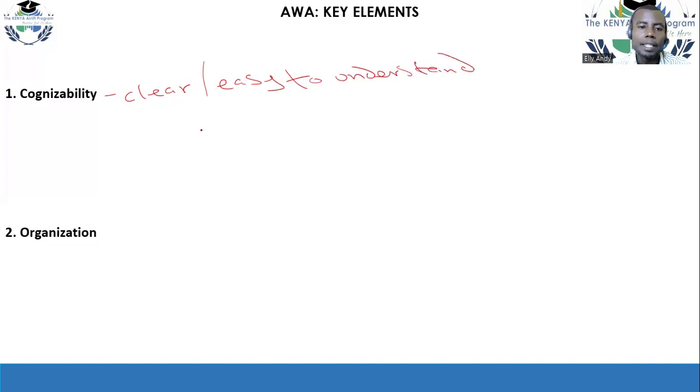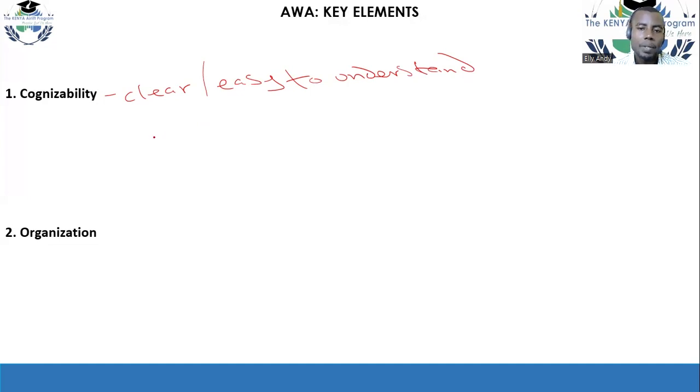Basically, what we are saying here is that your readers or the examiner of the essay should not read your writing and start scratching their heads wondering what you are talking about or what you are writing about. The writing should not be jumbled up. Basically, anyone who understands English should be able to pick up your writing and read and understand the point you are putting across or the point you are making right from the introduction.